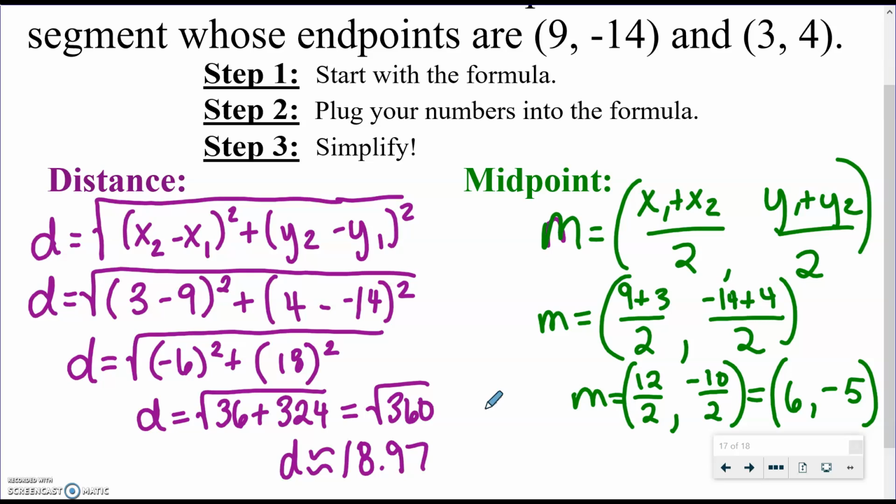Okay, once I plugged the points 9, -14 and 3, 4 into the distance formula, I got the square root of 360, which gives me about 18.97, and a midpoint of 6, -5. Please let me know if you have questions on either one of those, and then go ahead and move on to your big ideas homework.